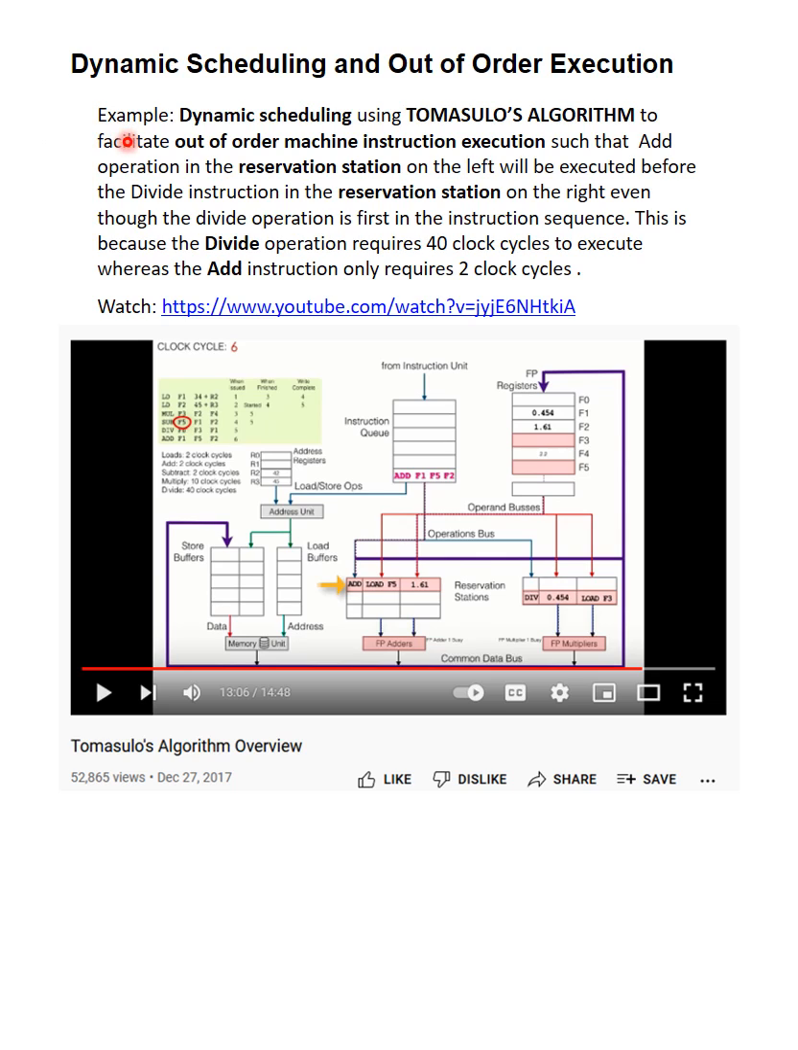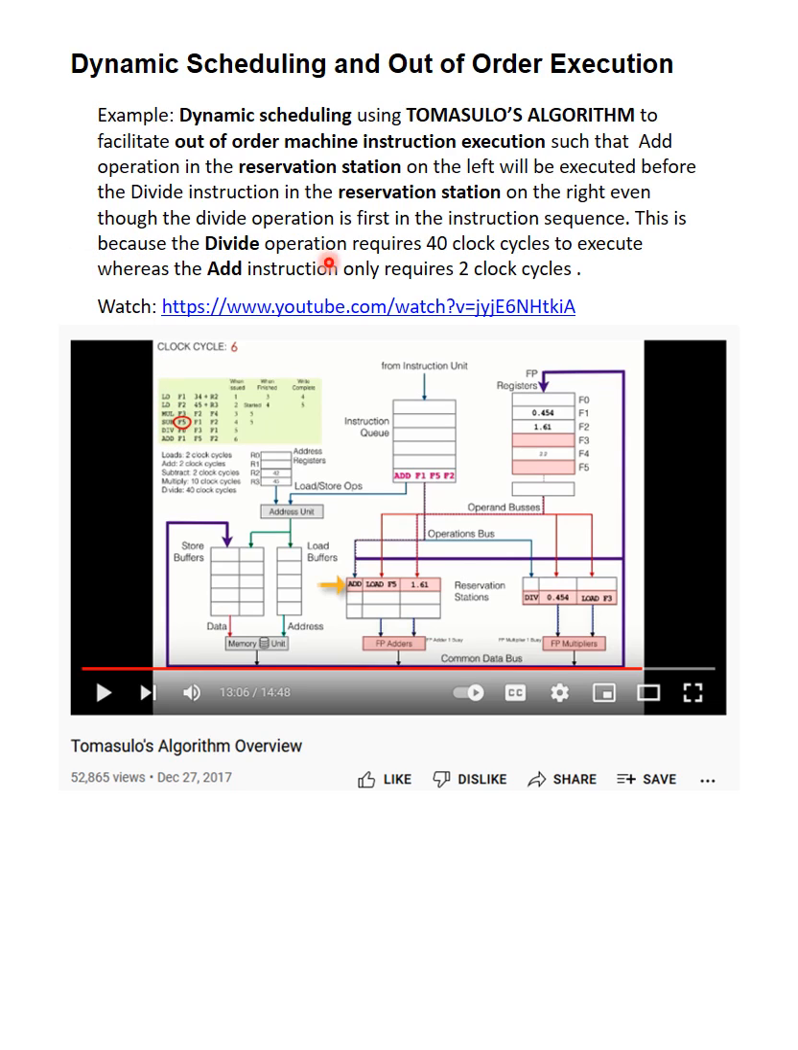So, an example of dynamic scheduling using Tomasulo's algorithm to facilitate out-of-order machine instruction execution. You'll see in this example here, we'll play this video in class and then discuss this, that the add operation in the reservation station, we'll talk about that, on the left will execute before the divide instruction in the reservation station on the right, even though the divide operation is first in the instruction sequence that you see over here.